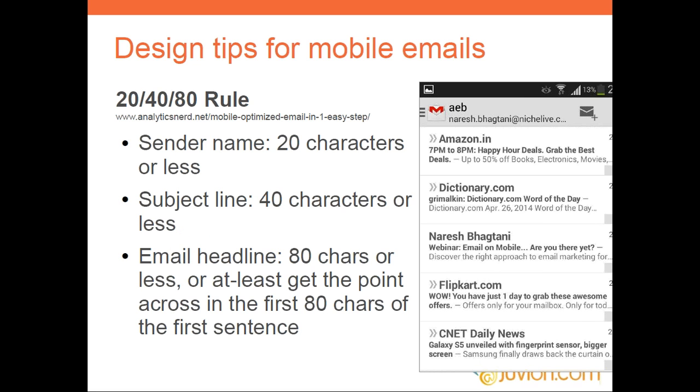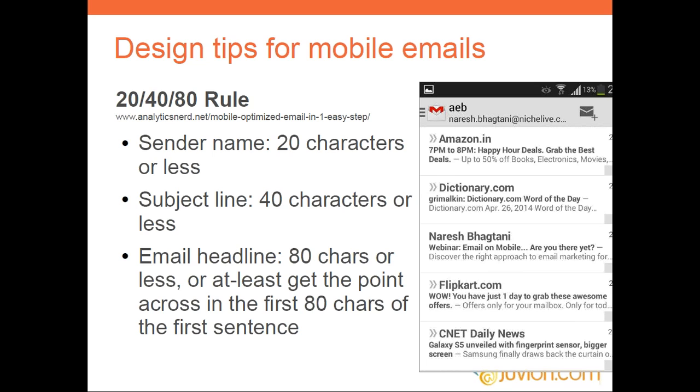And I just came across this 20-40-80 rule, which is really golden as far as mobile email is concerned. Try to keep your sender name to 20 characters or less. Try to keep your subject line to 40 characters or less. And your email headlines to 80 characters, or at least get your point across in the first 80 characters of your first sentence.